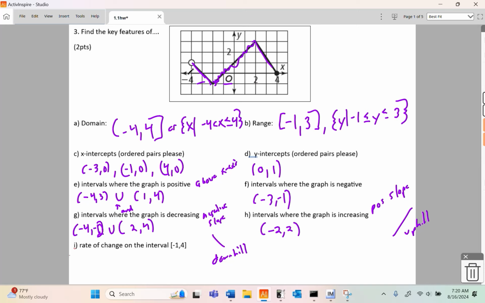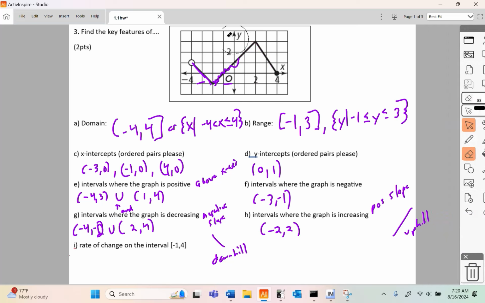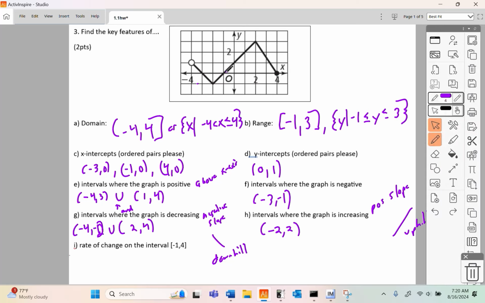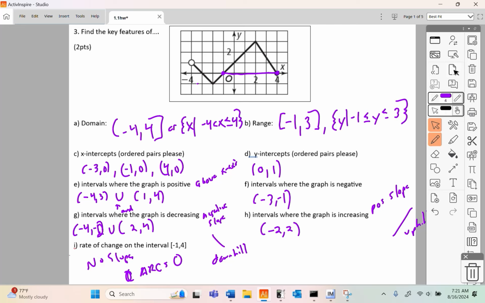All right, then we have the rate of change on the interval from -1 to 4. So what I'm going to do is I'm going to go where x is -1, which is right here, and then I'm going to go to 4 by connecting the line. Because slope is a linear concept. And this is a line with no slope. So the average rate of change, abbreviated ARC, is 0. There's number 3.